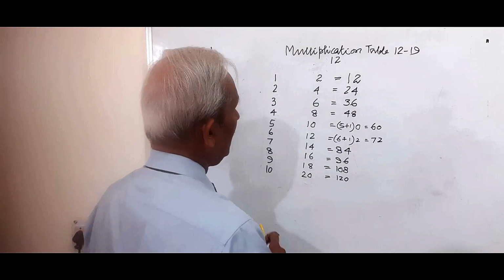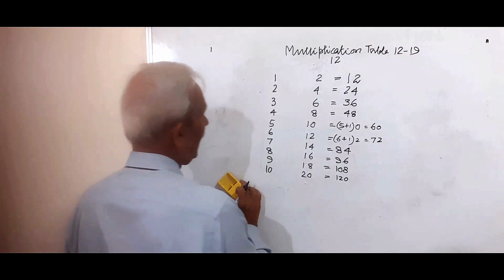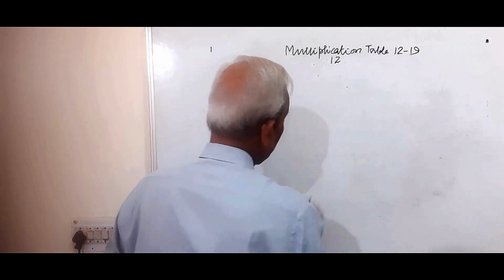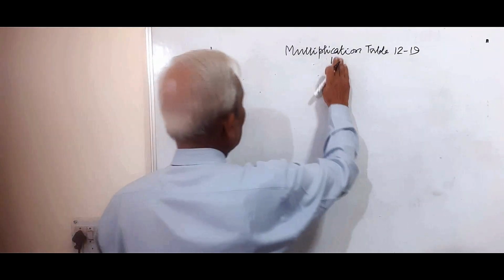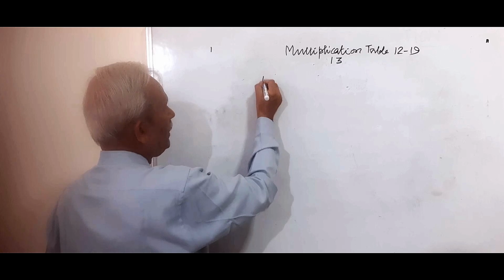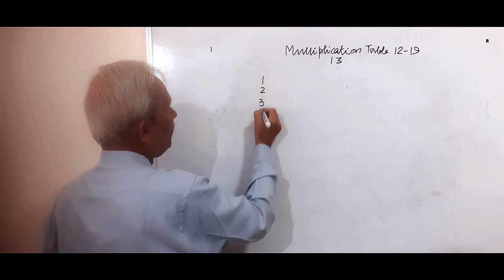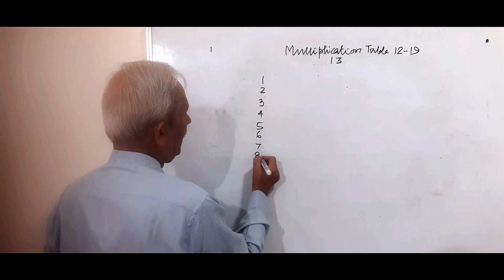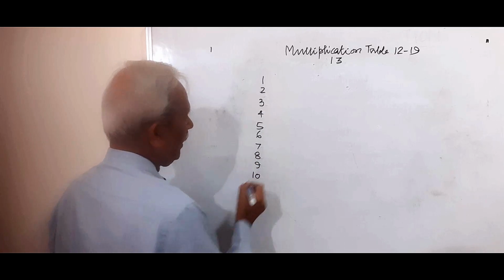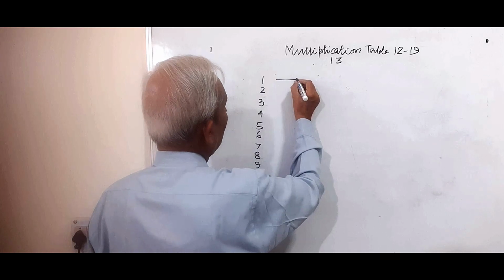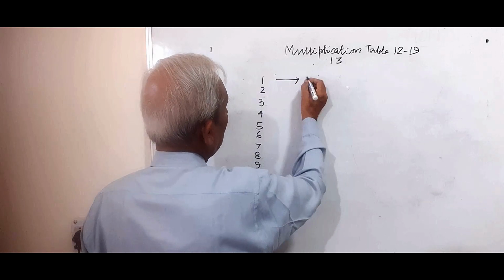Now, since we have seen the multiplication table of 12, can we try it for the multiplication table of 13? Let us see that. Here, instead of 12, we'll take 13. Follow the same procedure. Here you write down 1, 2, 3, 4, 5, 6, 7, 8, 9, 10. The left column will simply have the numbers. Then here, the successive multiples of 3.